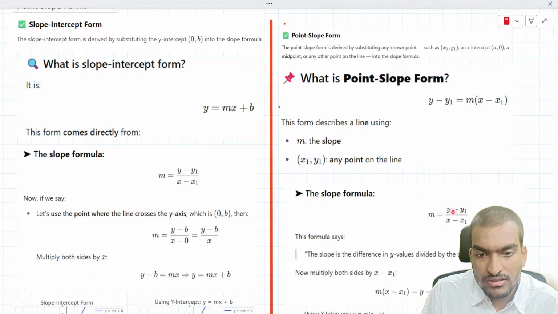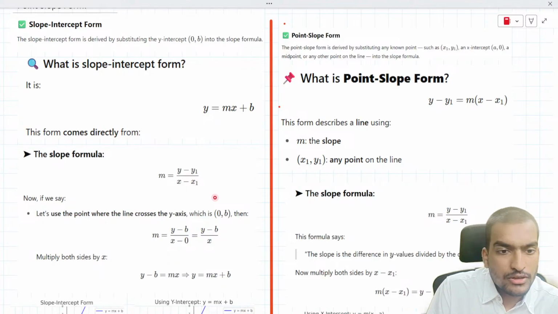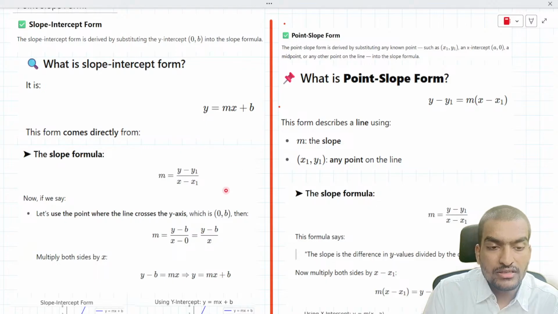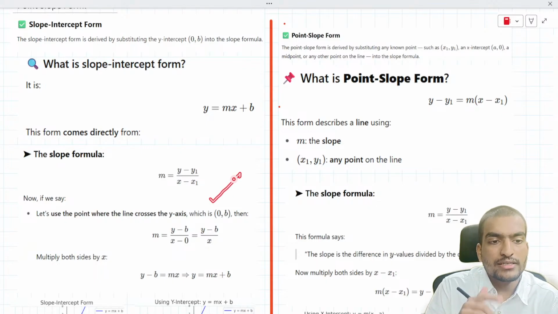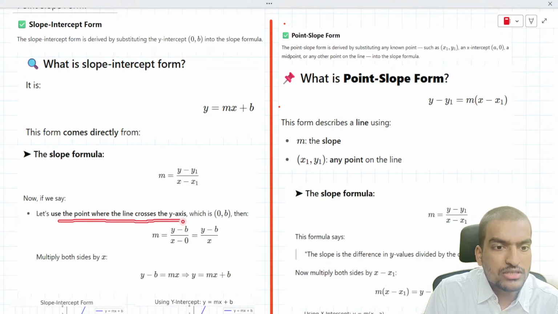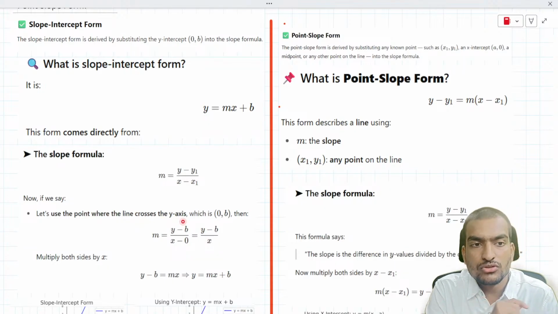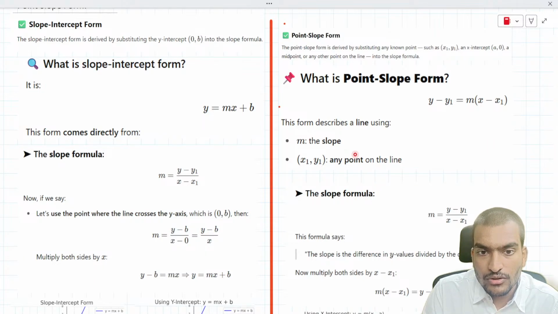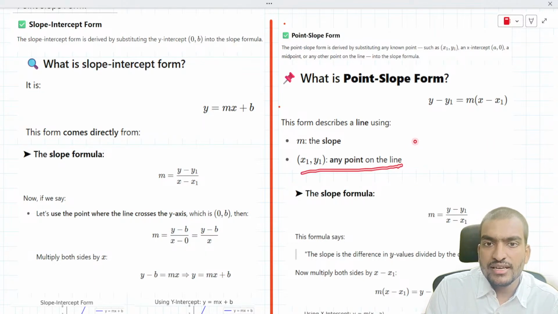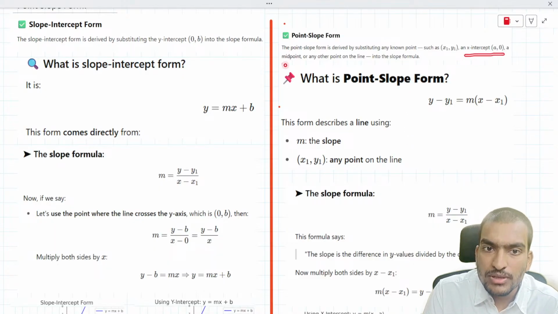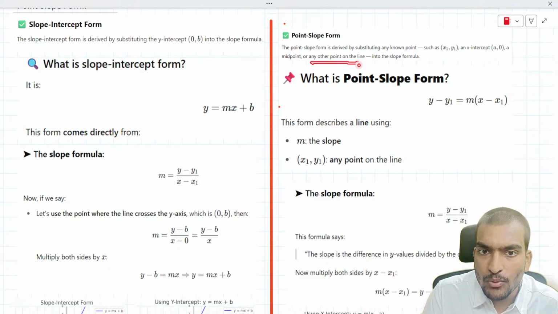The difference is, you use this slope-intercept form when it is the y-intercept point only. The point where the line crosses the y-axis, then only you use the slope-intercept form. But in point-slope form, you can use any point. What does any point mean? It may be the x-intercept, it may be the midpoint, it may be any point on the line.